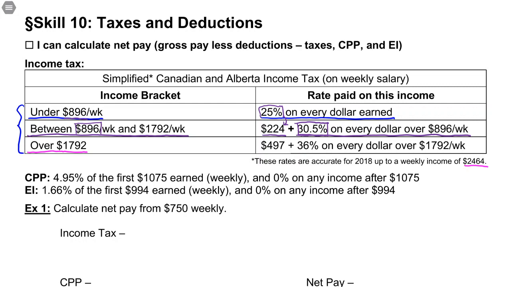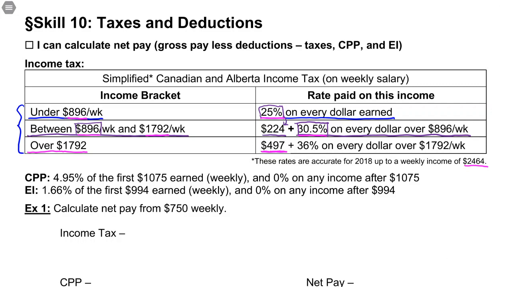So if you earn over $1,792, then you pay 25% on your first $896. Then you pay 30.5% on your dollars between $896 and $1,792. And if you add those two numbers together, it's $497 of tax. So if you earn exactly $1,792 per week, then you will pay exactly $497 in tax.